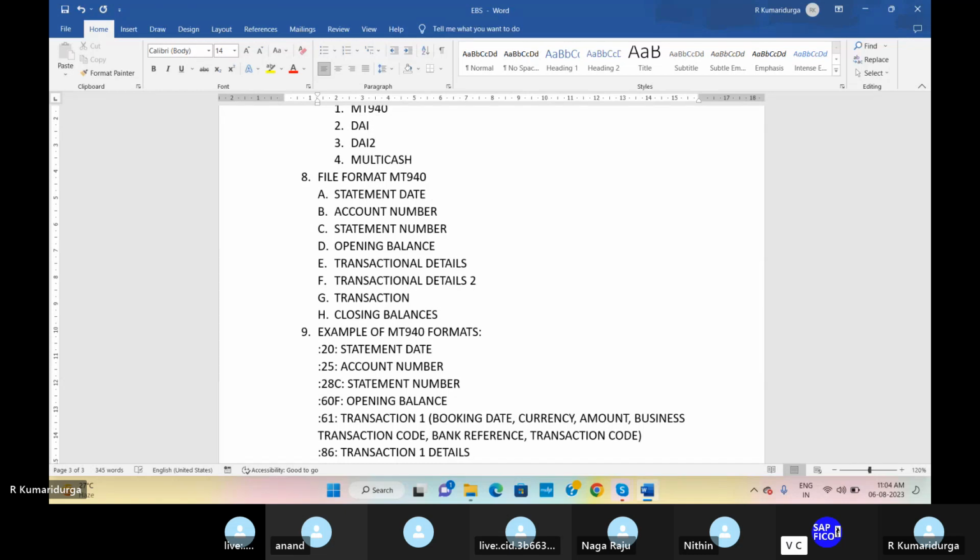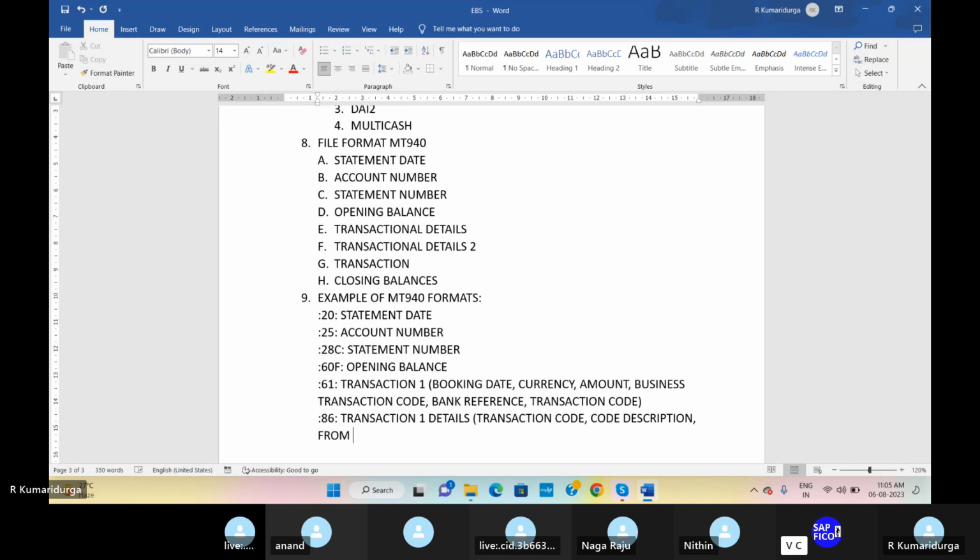So transaction 1 is there, and for that we do have the algorithm. So transaction 1 details is also important. Open the bracket: transaction code, comma, code description. I mean, algorithm codes will be there, so that is code description, comma, from slash to, comma, other things. If we have any other things, like bank charges and bank interest charges, we do have those. Okay, close this.